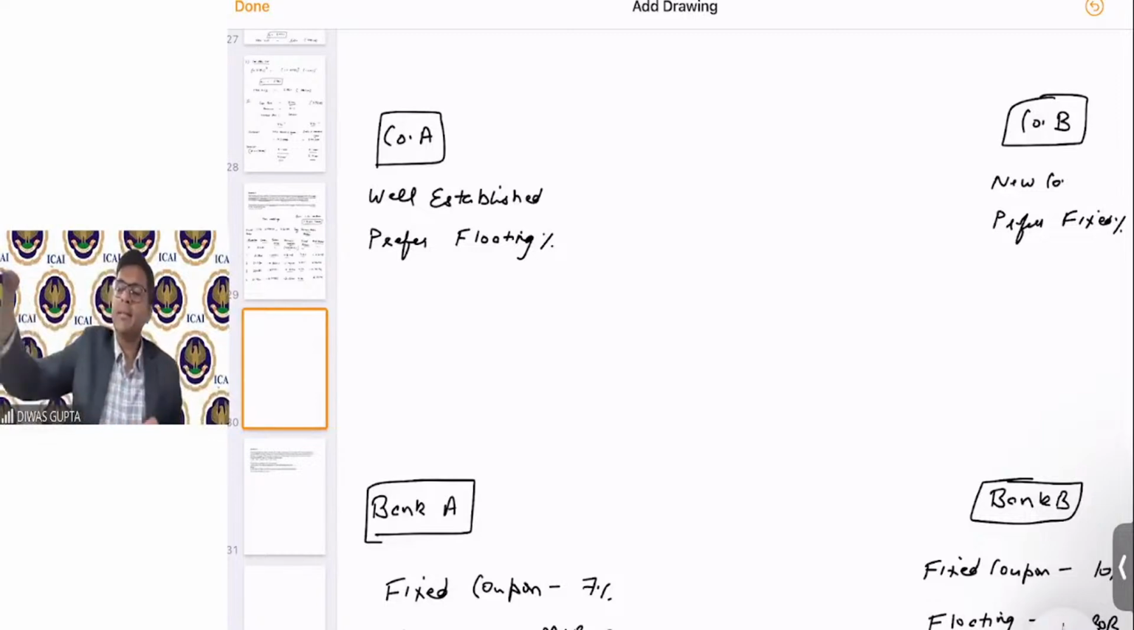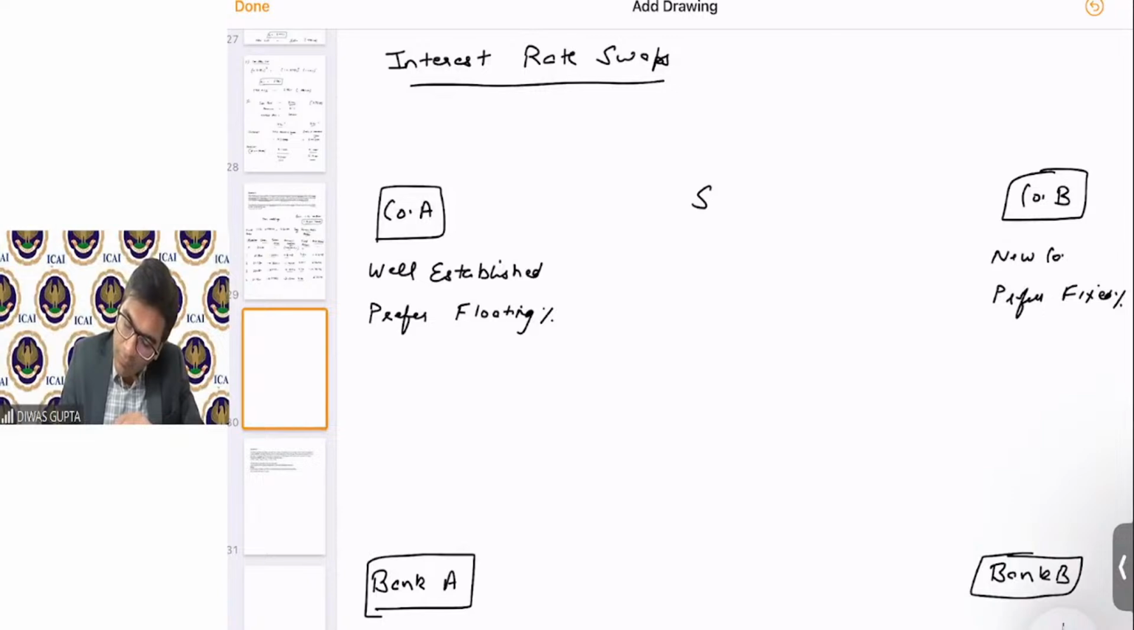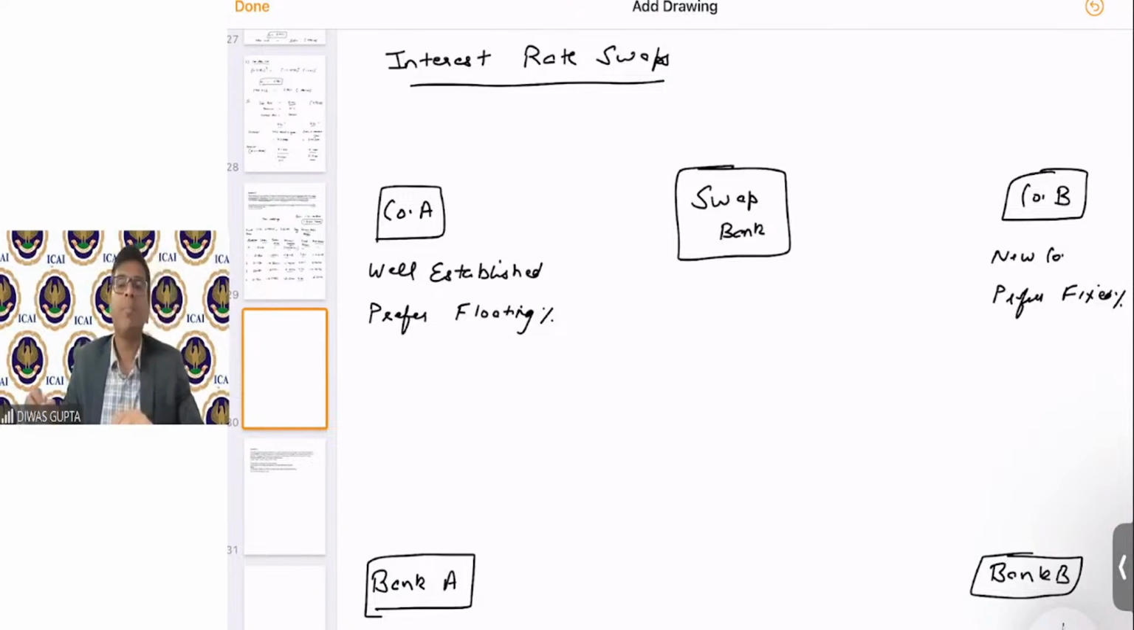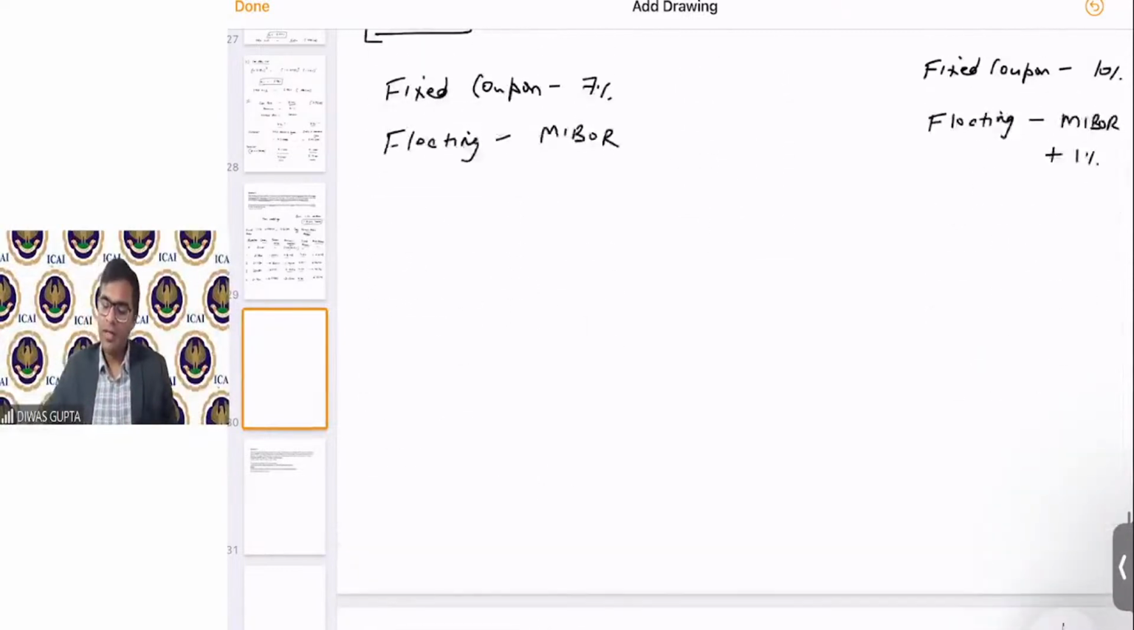So what happens? Both of these companies approach a third bank called the Swap Bank. Now, what is the role of Swap Bank? Both of them tell it their preferences. Both of them tell it the quotes of Bank A and Bank B, fixed and floating. Now, Swap Bank has that information about Company A and Company B. Now, what will happen?